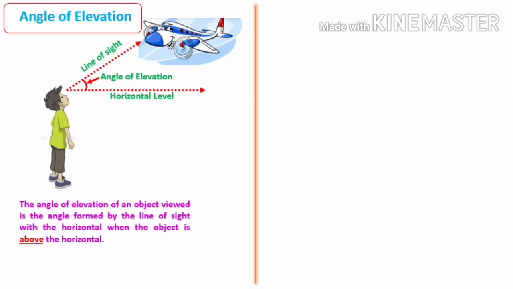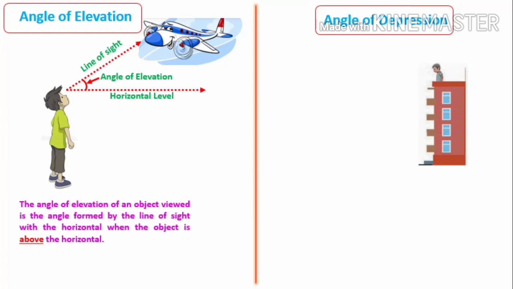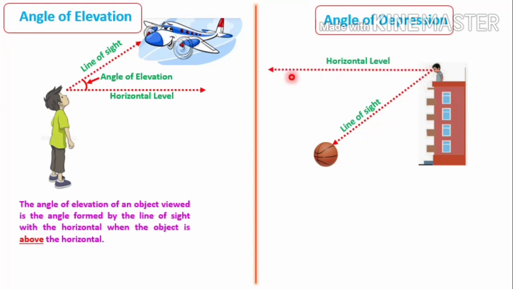The next term we have to discuss is angle of depression. So if an object is below our head or below our eye level, we must lower our head to see that particular object. Here, a boy who is on the top of a building observes a basketball which is on the ground. His line of sight goes this way. This is the line of sight, and the horizontal level is like this. Horizontal level, we know that it is a line parallel to the ground and passing through the eye of the observer.